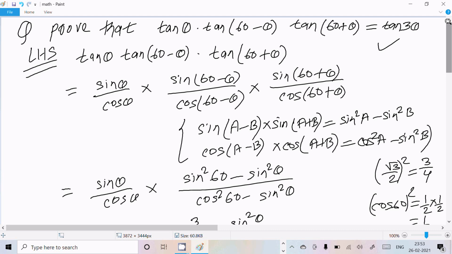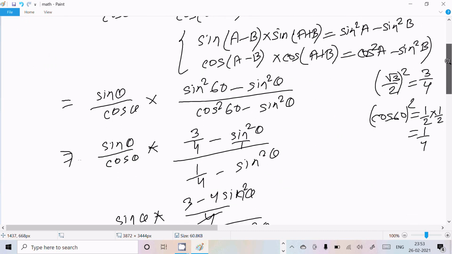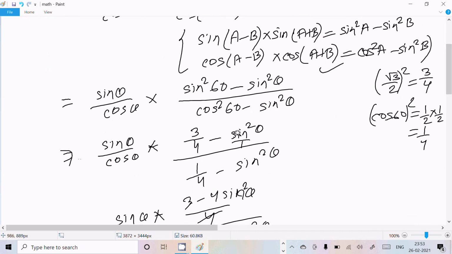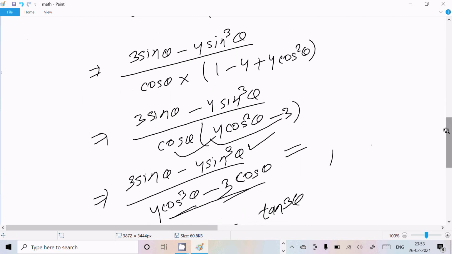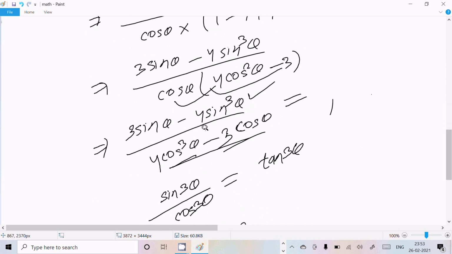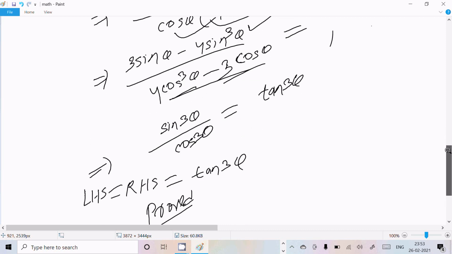So here we get this in tan theta, so we need to break it down, and we must remember the formulas: sin A minus B into sin A plus B is sin square A minus sin square B, and cos A minus B into cos A plus B we can write as cos square A minus sin square B. After putting this, give the values of sin theta, sin 60 and cos 60, and solve. Here you should remember the formulas 3 sin A minus 4 sin cube A equal to sin 3A, and 4 cos cube A minus 3 cos A equal to cos 3A, and put this. After that you can easily get the output.